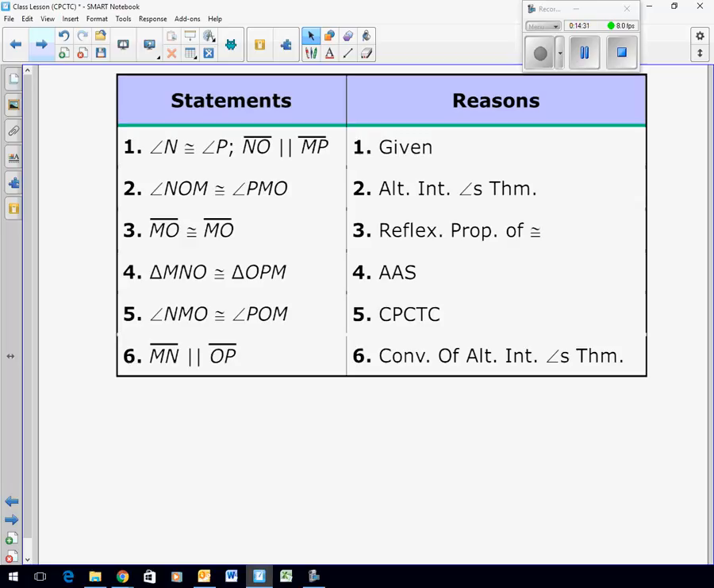Where is CPCTC in relation to the triangle congruence theorems? After. Not before. Not at the same time. Not really, really, really close, but not quite. Always after. Okay? You are dead wrong if you try and put CPCTC before any of your 5 triangle congruence theorems, right? It needs to make logical sense.